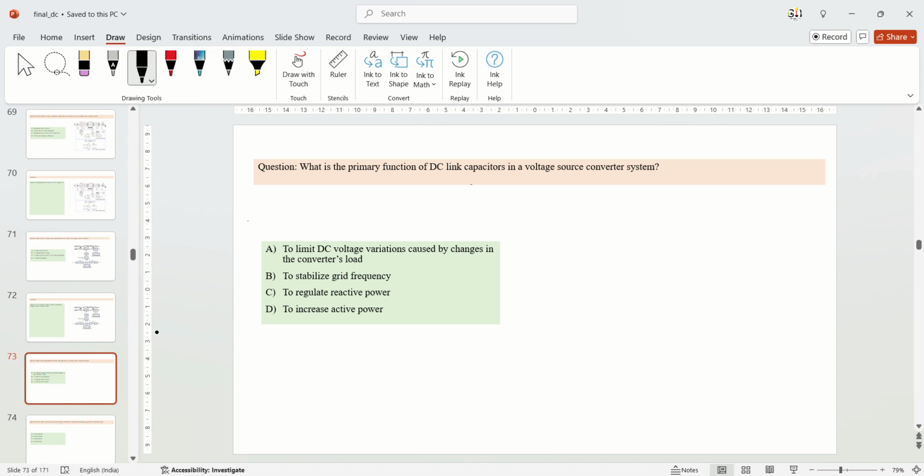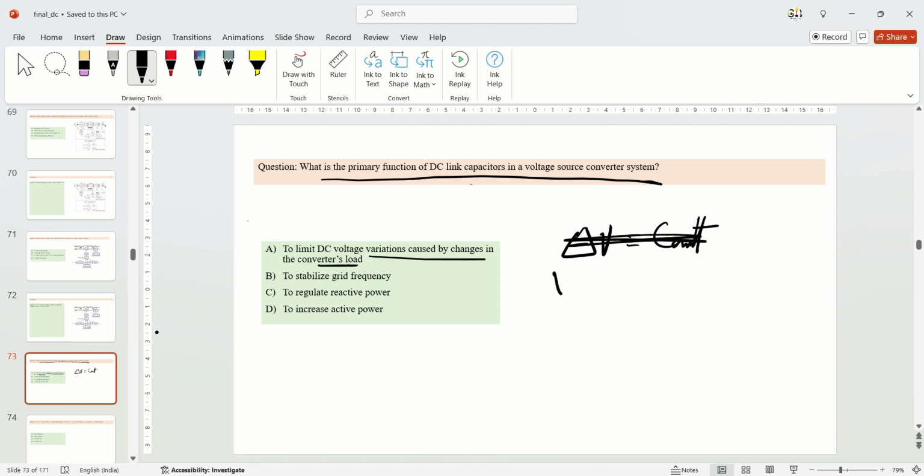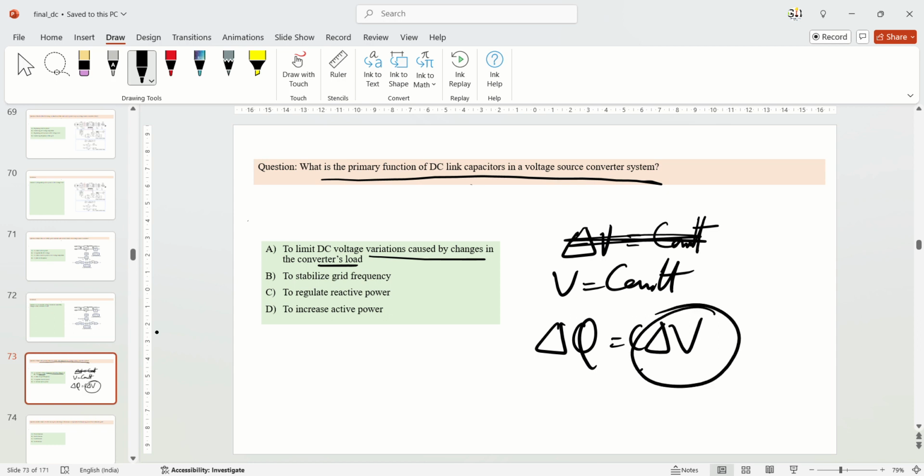This is one question related to the primary function of the DC link capacitor in the VSCs. The most important thing is to limit the DC voltage variation, because you have to maintain delta V as constant. You have to maintain the voltage as constant, so the extra reactive power, or voltage fluctuation that could be there, needs to be absorbed or supplied through the DC link capacitors.